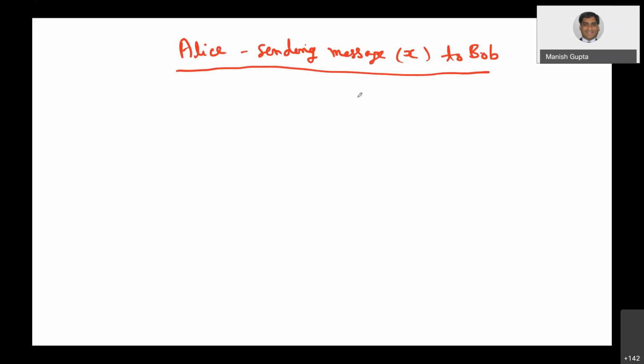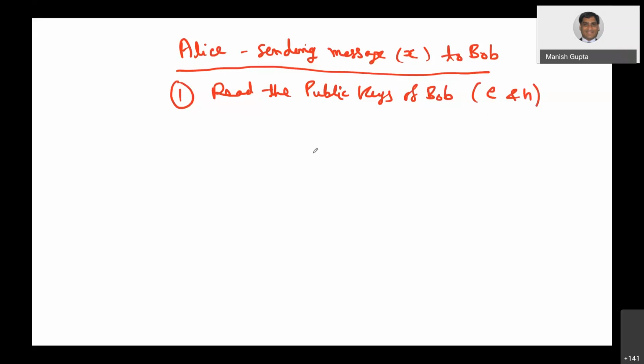Alice wants to send a message. Alice is sending message X to Bob. Now what should Alice do? She will first read the public keys of Bob, which are E and N. First, she will read E and N.